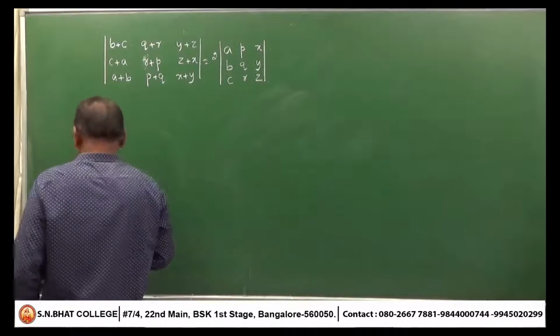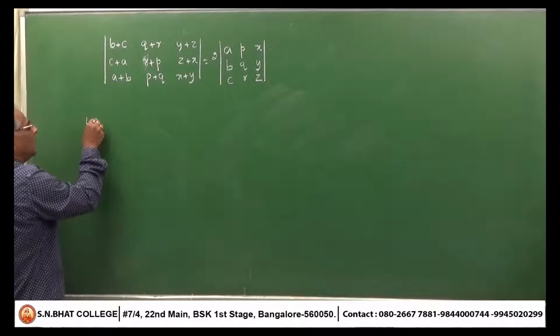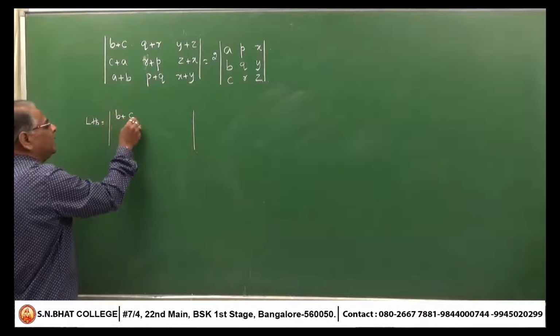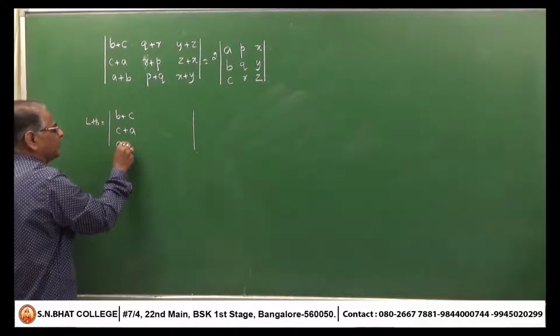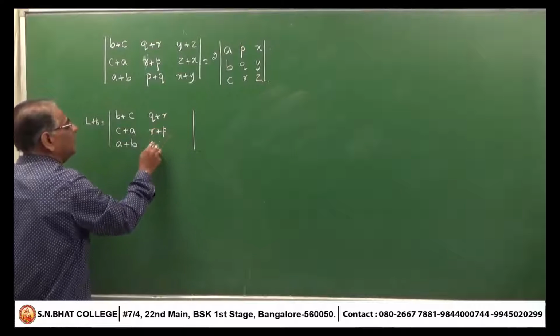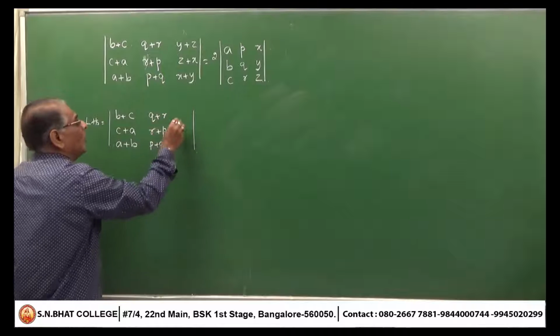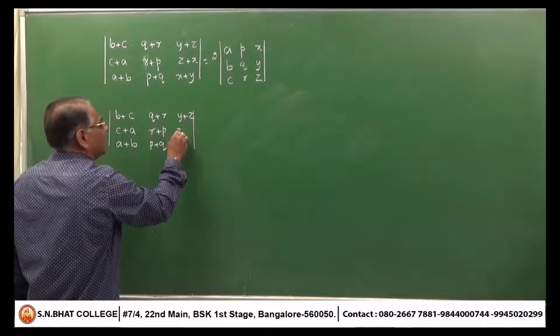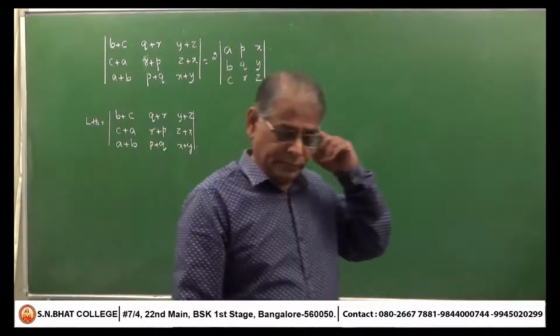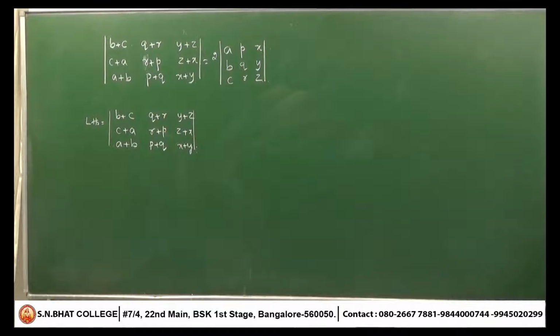Please write the left hand side determinant. Left hand side is the determinant of b plus c, c plus a, a plus b; q plus r, r plus p, p plus q; y plus z, z plus x, x plus y. Left hand side determinant. See all the 3 rows and all the 3 columns.